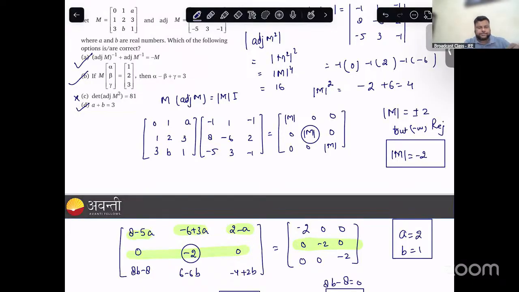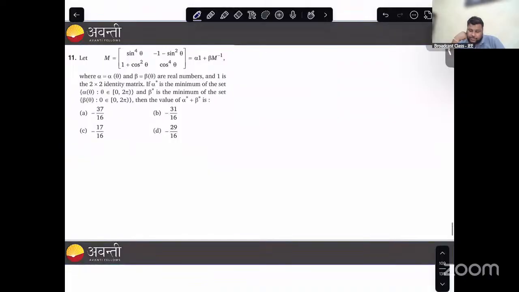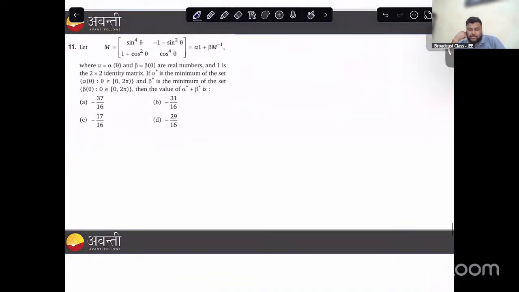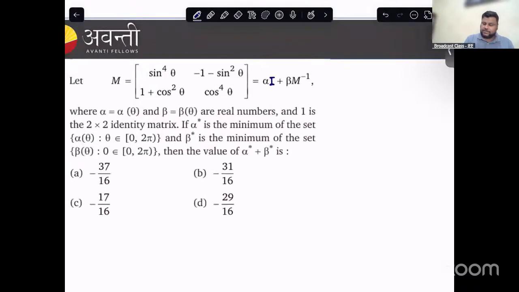Got it? Now, go with this question. Have a look. M is sine to the power 4 theta, minus 1 minus sin square theta, 1 plus cos square theta, cos to the power 4 theta. And alpha, this will be I, alpha I. Yes. Read the question once.